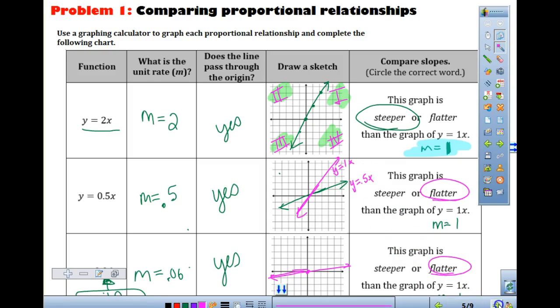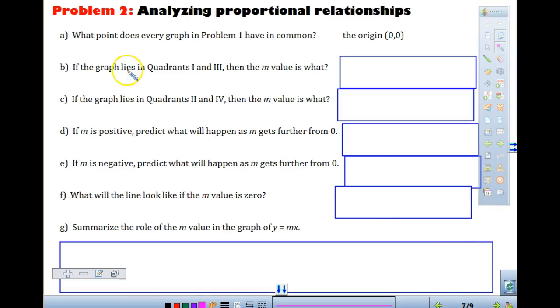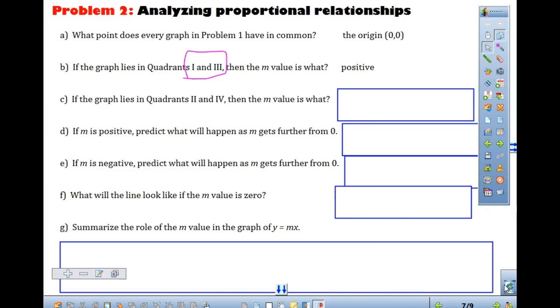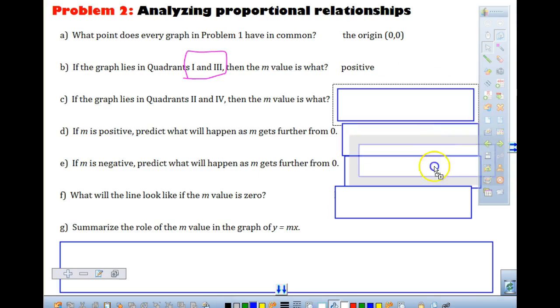So when we answer those questions now, it says, what lines lie in quadrant 1 and 3? Then the m value is what? What is our m value when it's in quadrant 1 and 3? Should be always positive. Okay? Does that make sense to everyone? If you look at those first 3 that we did, the m was always positive, quadrant 1 and 3. So if it's going to be in 2 and 4, what were our m values? Turning to that next page, our m values were always negative.